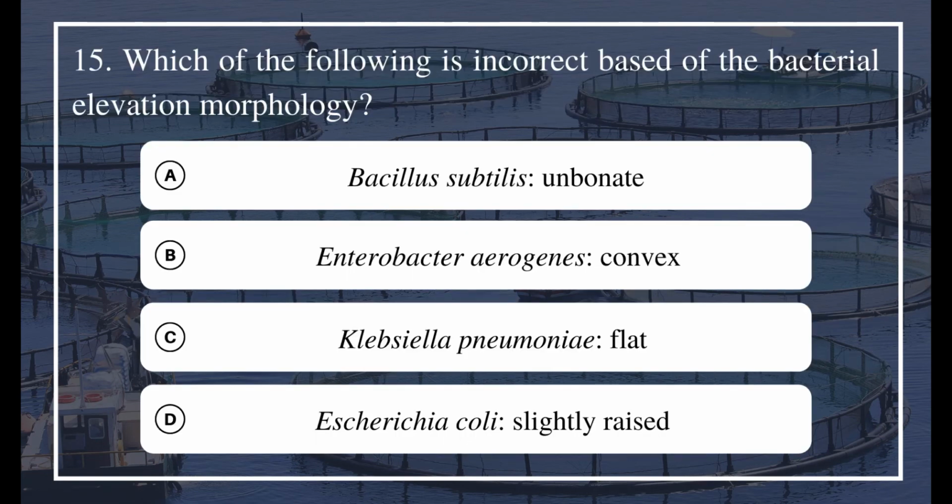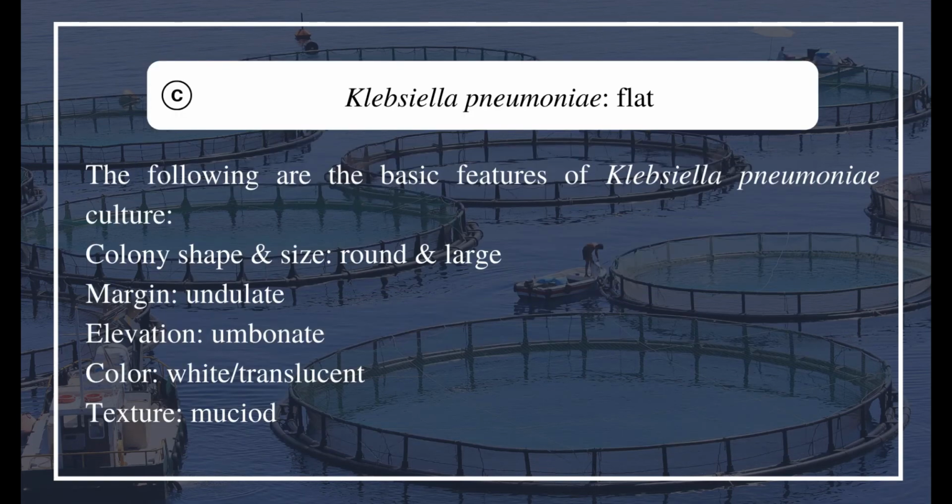15. Which of the following is incorrect based on the bacterial elevation morphology? A. Bacillus subtilis, umbonate. B. Enterobacter aerogenes, convex. C. Klebsiella pneumoniae, flat. D. Escherichia coli, slightly raised. The answer is C. Klebsiella pneumoniae, flat.